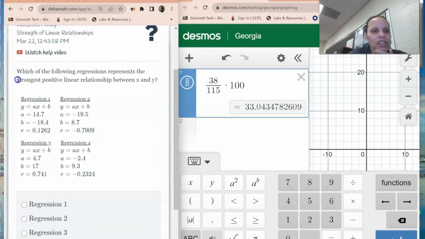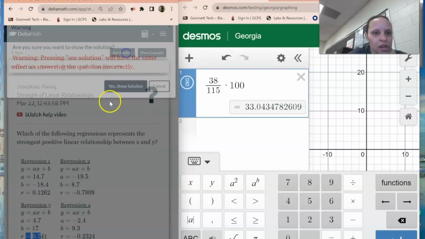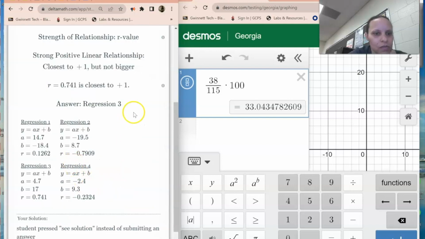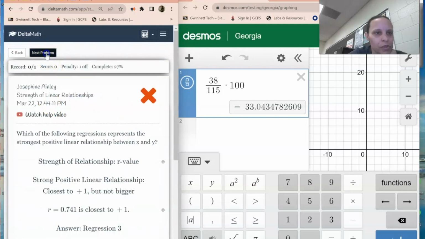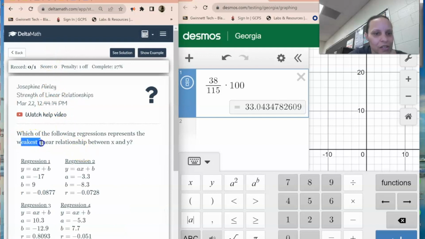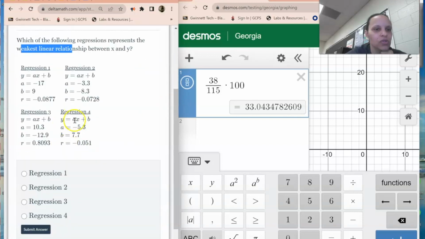Which is going to be the strongest positive? So I'm looking for the closest to +1. Not these negatives. Closest to +1 is going to be regression 3. This is 0.7. So regression 3. Yep. So please be careful and read. Weakest linear means closest to 0. Which one is closest to 0? This is close to +1.